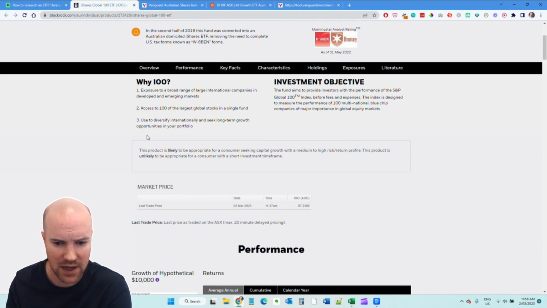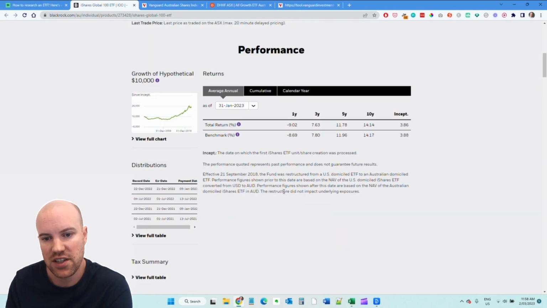As you scroll down the page, you'll see other pieces of information. So you can see here the performance of the fund over time, 1 year, 2, 3 year, 5 and 10 years. If you're looking to hold it for a long term, then you can get a good gauge of what long-term performance looks like in numbers.